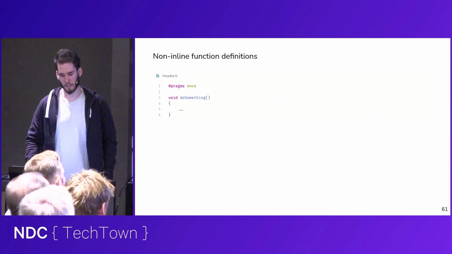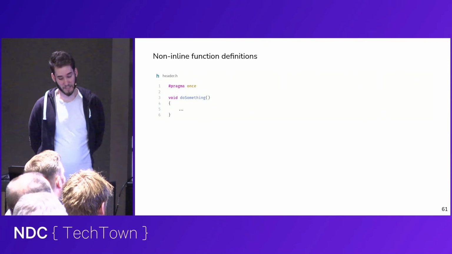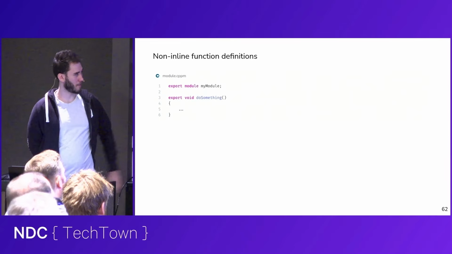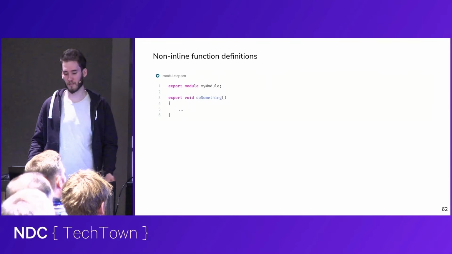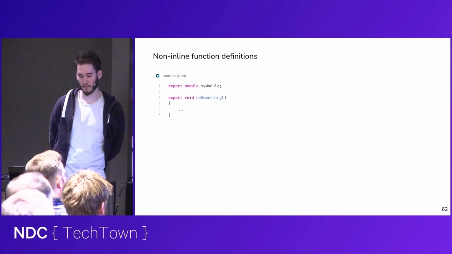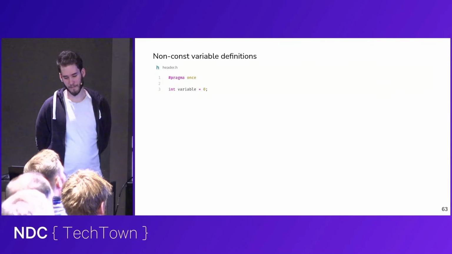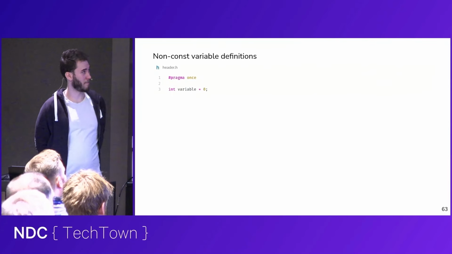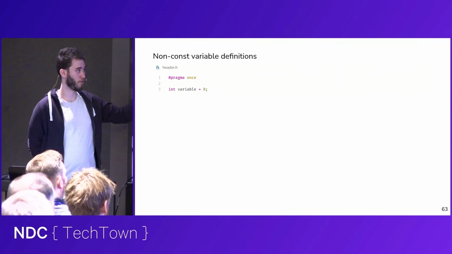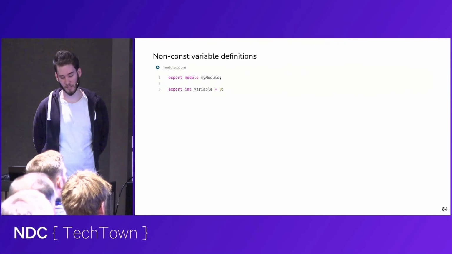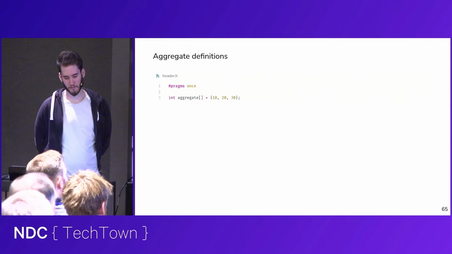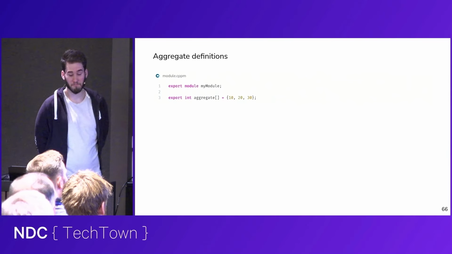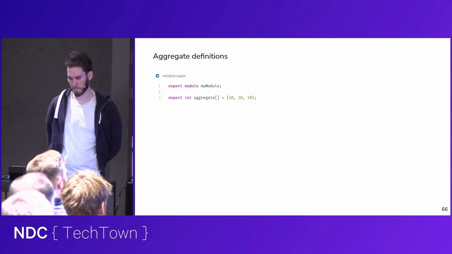For the non-inline function definitions, that's very easy to solve now. You just add export to the beginning of that function, and then it will do what you expect it to do, which is just providing its definition to whoever is importing that. If you have a header that has a variable that we got all of the ODR violations before from using those, just add export, and it will work as you would expect it to. Same thing for the aggregate definitions. Just add export, and now you suddenly have a proper header for that.